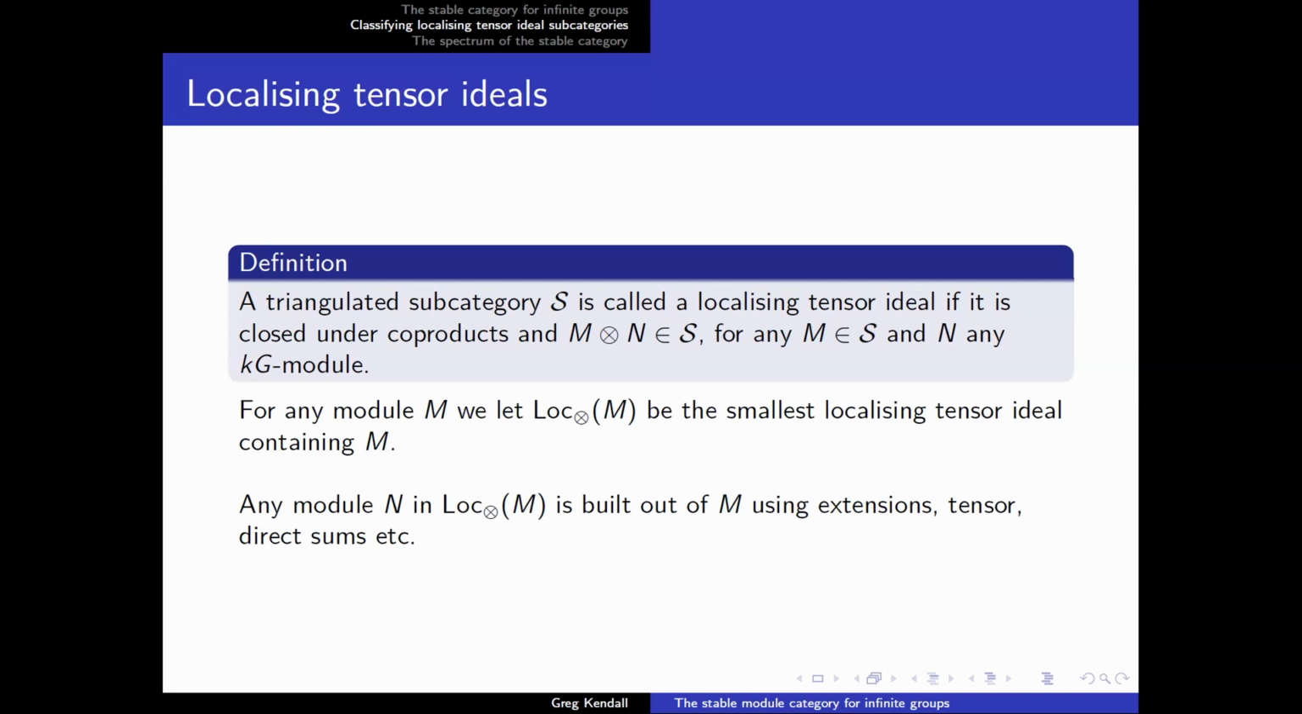Basically what we want to do is classify all of these, see if we can understand them. So for every module M, we can look at the smallest localizing ideal that contains it. We can think of all the other modules in this ideal generated by M as being built out of M. We started with M, took some coproducts and extensions and quotients and tensors, and we've got N. And so by classifying these, it somehow gives us a weaker classification of the KG modules. Obviously, we can't classify all modules, all modular representations, but this gives us a broader type of classification.